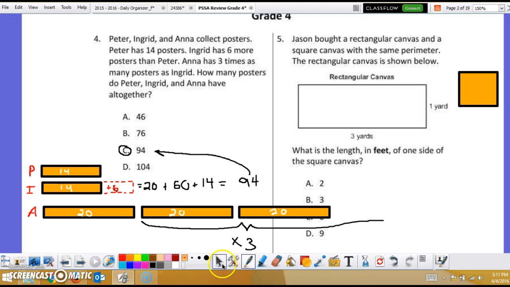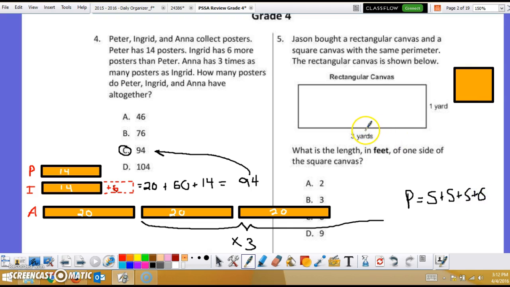Let's move on to our final question. Jason bought a rectangular canvas, that's what's represented down here, and a square canvas, that's what I've drawn over here on the side. They have the same exact perimeter. Perimeter is the side plus the side plus the side plus the side. The formula for perimeter is finding out how much the length is around the total outside. Side plus side plus side plus side.